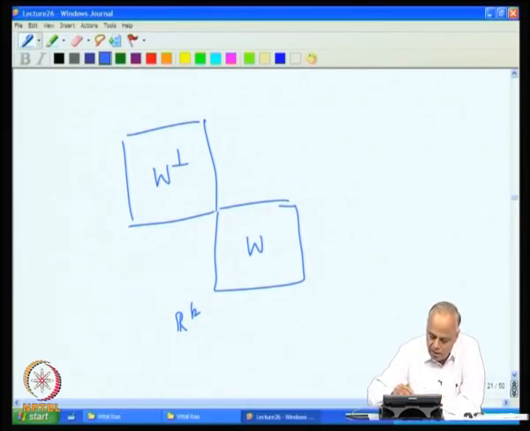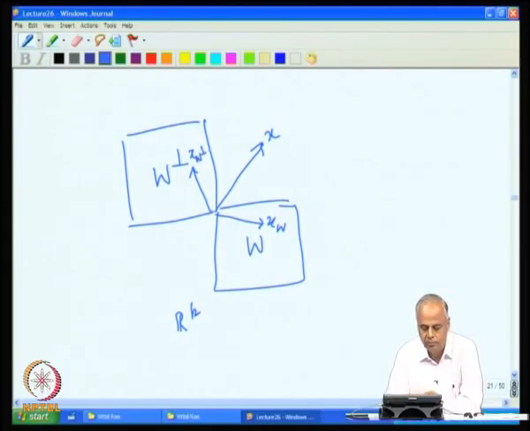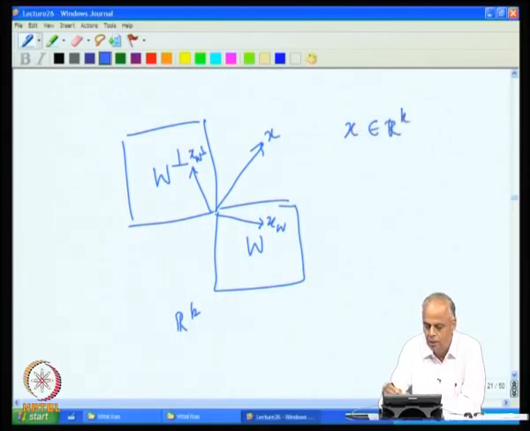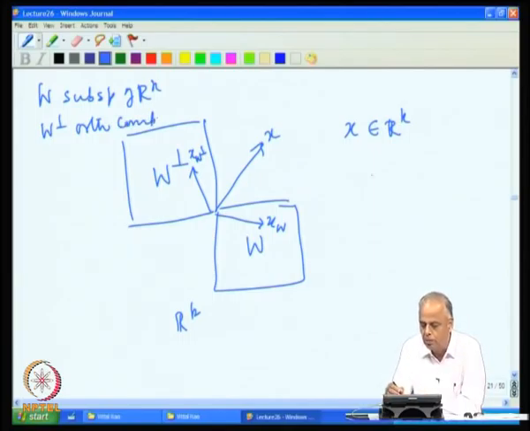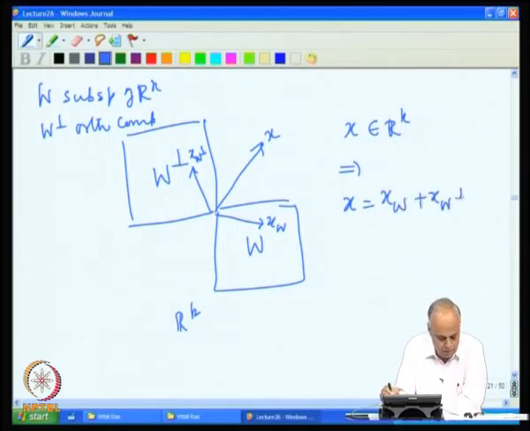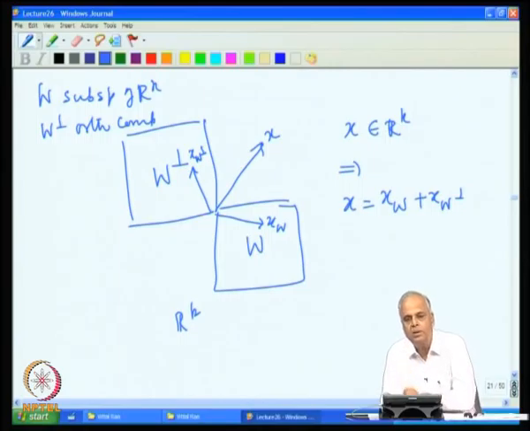We said that if you take a vector x in the space, it can be split into two parts, x_W and x_W perp. Now, x belongs to R^k, so we have W a subspace of R^k and W perp its orthogonal complement. Then x belongs to R^k implies x can be written as x_W plus x_W perp. Now, what is the role of this x_W?